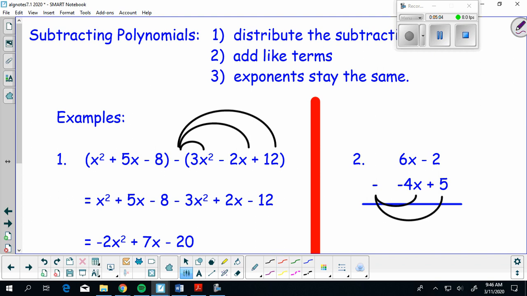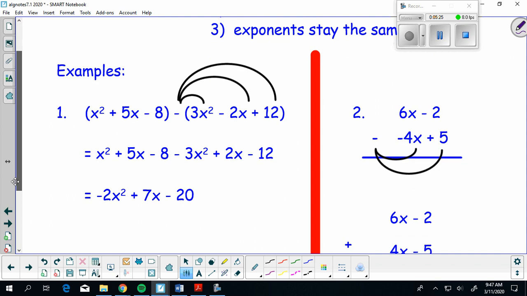So on subtraction, my 3 steps, first I distribute the subtraction sign to the second polynomial, which means I change all of their signs. And then I just combine like terms like I was doing on the last slide. So you can see in this example, I changed positive 3x squared to negative. I changed negative 2x to positive 2x and positive 12 to negative 12. And then I'm just combining like terms exactly like I was doing last time. So I put the x squareds together, the x's together, and the constants together. And I ended up with this as my answer.